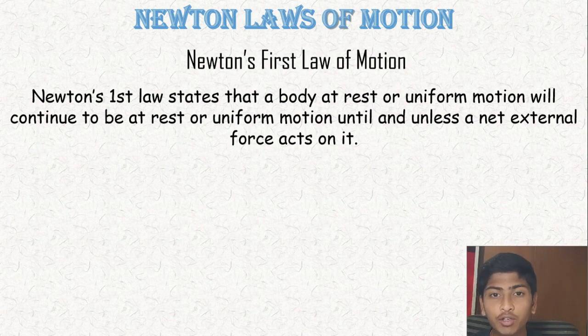First one, Newton's first law of motion states that a body at rest or in uniform motion will continue to be at rest or in uniform motion until and unless a net external force acts on it. It means a body which is at rest or in uniform motion will remain so until and unless any external force is applied on it.